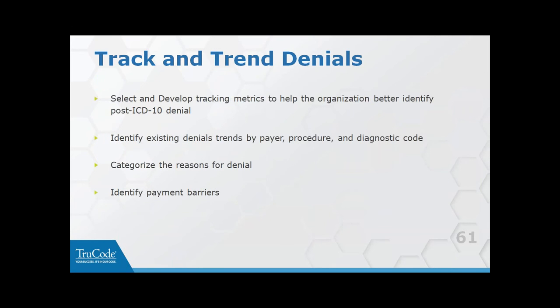Also, post-implementation, you want to make sure you're tracking and trending denials. You want to set up metrics to help you better organize and identify post-ICD-10 denials. Looking at our trends now, are these medical necessity issues? Whatever they may be, you want to give them a name. These fall under the category of medical necessity. These fall into the category of not having the documentation, whatever it might be. And categorize those reasons for denials and identify any payment barriers.